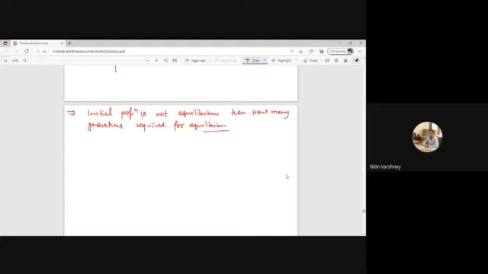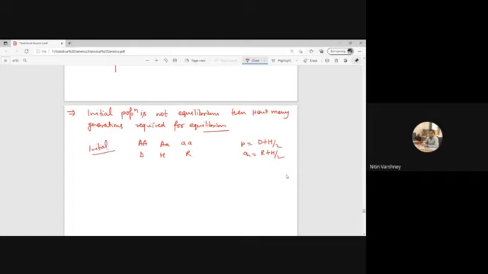Okay, so suppose for example our initial population has AA, Aa, aa with frequencies D, H, R, and we know that p is equal to D plus H by 2 and q is equal to R plus H by 2. Suppose this initial population is not in equilibrium.